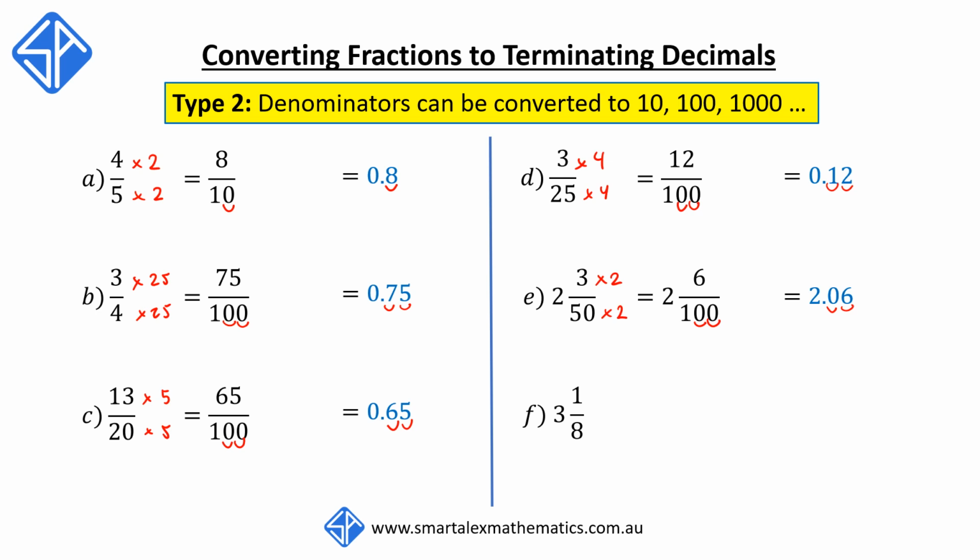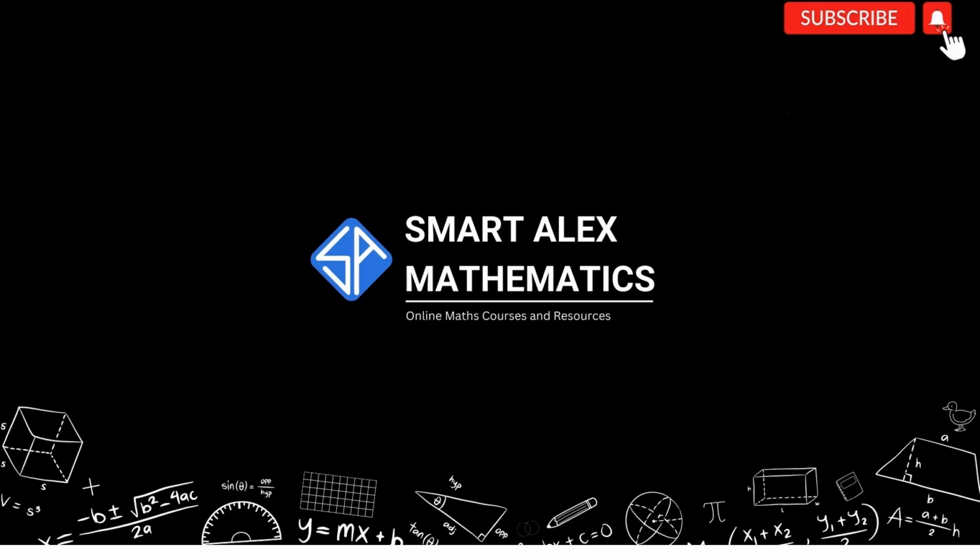And our last example, we have 3 1/8. With 1/8, we can multiply the top and the bottom by 125. So this is equivalent to 3 125 over 1000. And as a decimal, this is 3.125. 3 zeros, 3 decimal places.